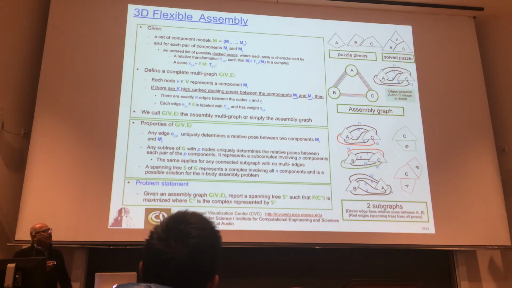And what am I interested in? I'm interested in what's called a spanning tree of this multigraph. What's a spanning tree? Suppose I was to pick one configuration between A and C, and another configuration between B and C, then I've locked in the configuration for A, B, and C. Because as soon as I've done AC and BC, then AB is automatically determined. So in this graph, I just need a spanning tree. So the problem statement can be, given this assembly graph, which is a multigraph, report a spanning tree which has the highest scoring of my assembly. So a version of the multi-protein problem can be formalized in this way.